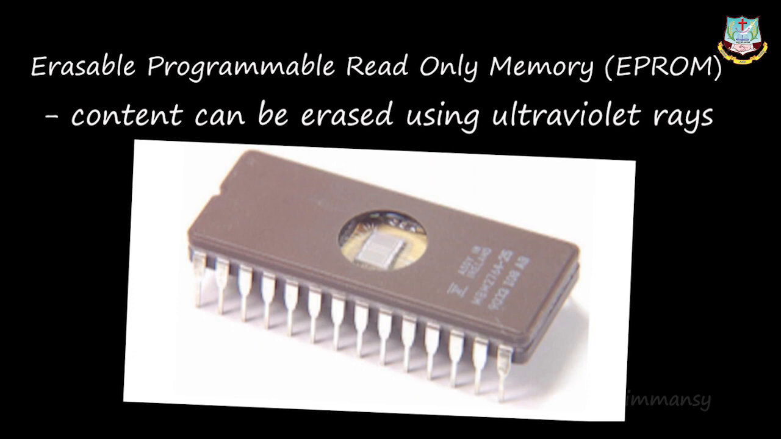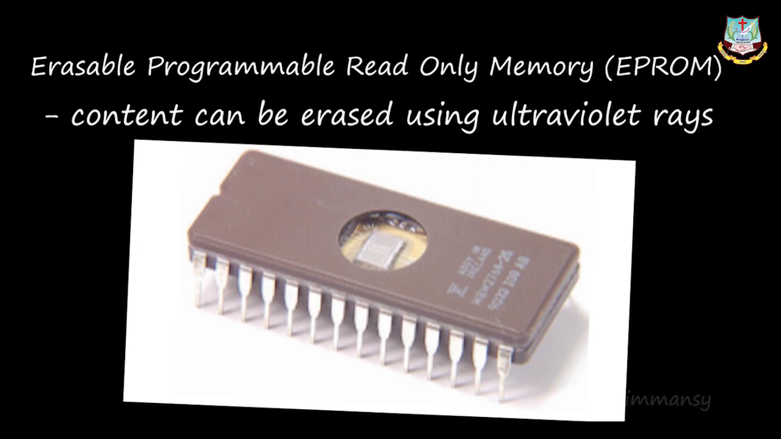This may come for 1 mark, 2 marks, and in the 2019 or 2018 exams, they have asked for 3 marks also. The answer is only a single word, ultraviolet rays or UV rays. How can we delete the data, or delete the content, or reprogram the EPROM? You have to write this word, ultraviolet rays. Using these ultraviolet rays, we can erase or reprogram the memory.